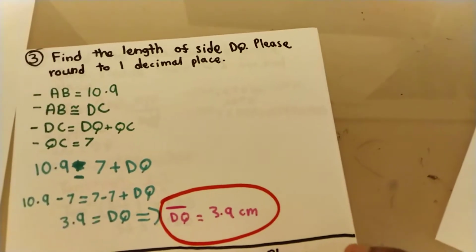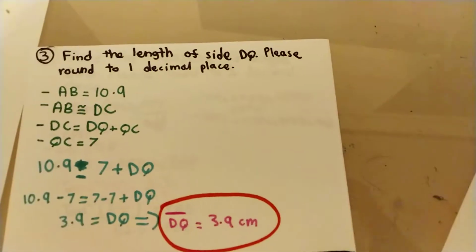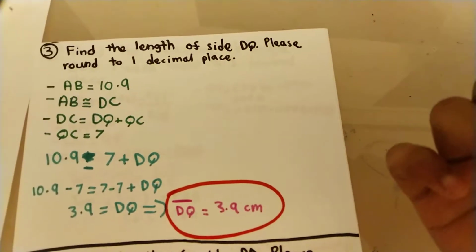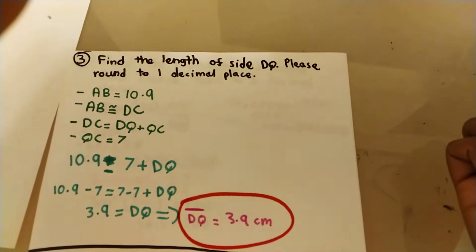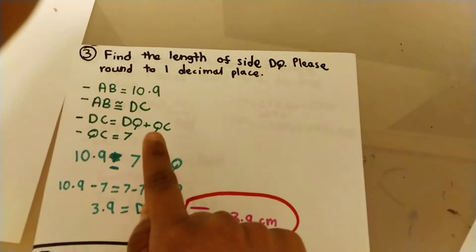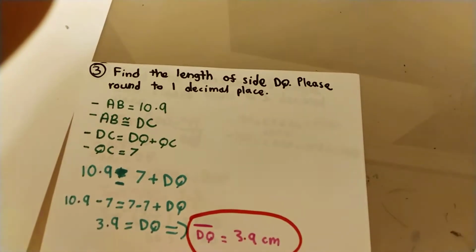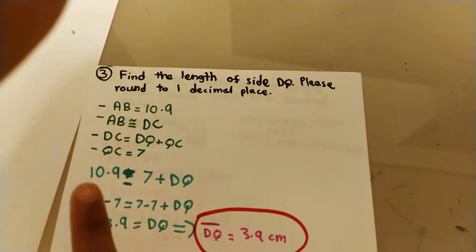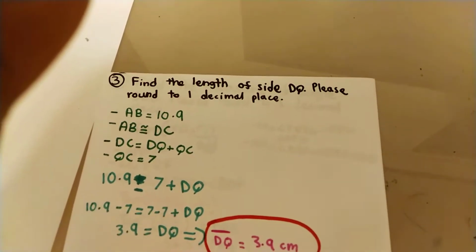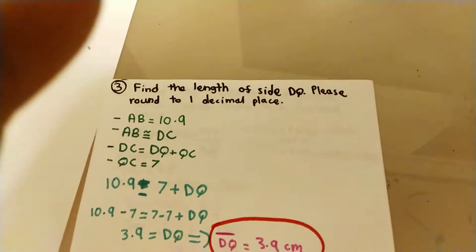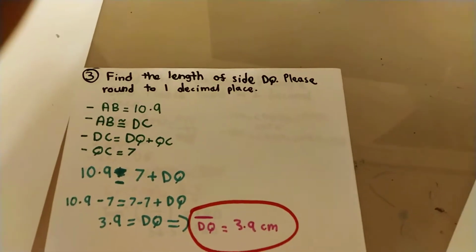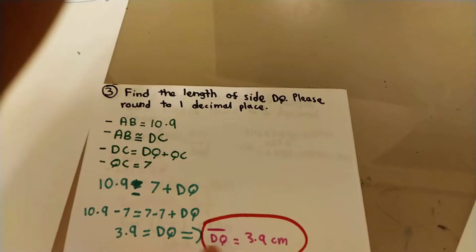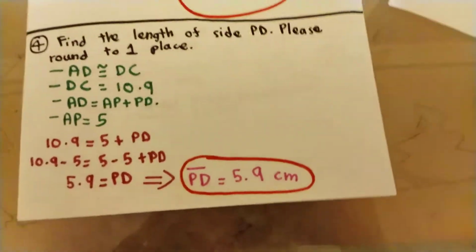For number 3, which I consider the easiest because it seemed the shortest to me, here's how I solved it. I used the formula DC equals DQ plus QC, plugging in the numbers: 10.9 is DC and 7 is QC. I solved it algebraically to get 3.9 centimeters for segment DQ.